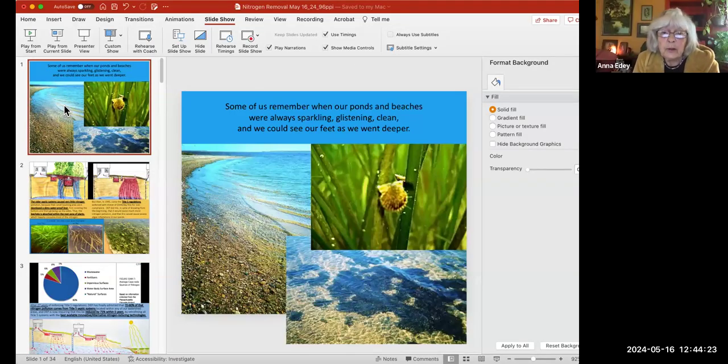So some of us remember when our ponds and beaches were always sparkling, glistening, clean, and we could see our feet as we went deeper into the water.